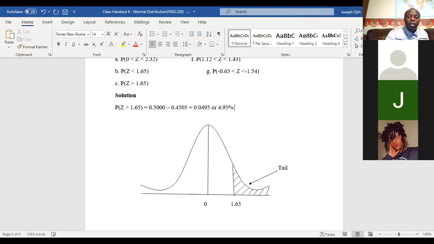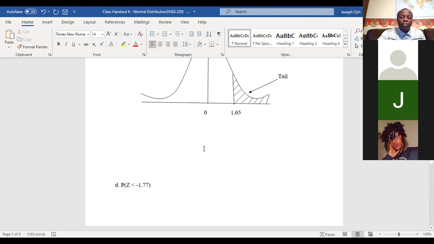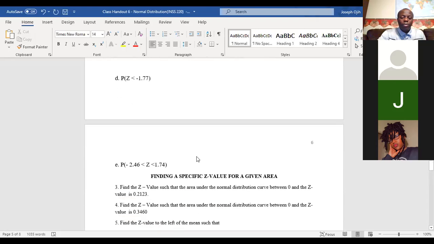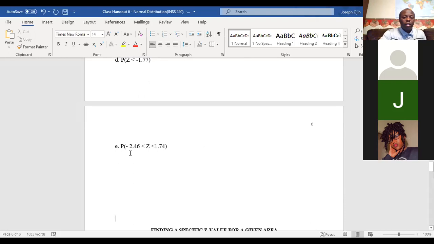Or if you like, you can write it as 4.95%. So by now you can see that the shape of the curve will dictate what you do, whether you add or subtract. Now, the last example I want to do to round up is where we have this type of equation where it says solution.